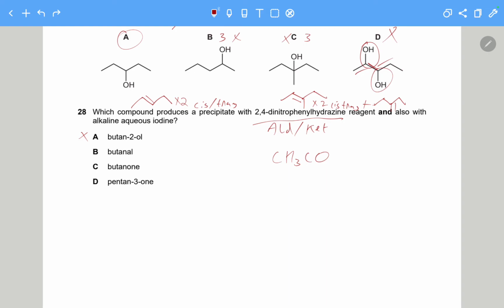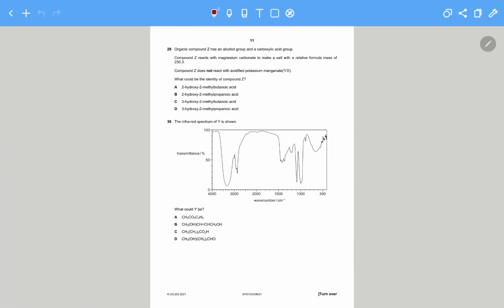Let's see if it's present in any of these. Butanal is CH3, CH2, CH2, CHO, so CH3CO is not present. Butanone is CH3CO, CH2, CH3, so this is a feasible one. And then CH3, CH2, CO, CH2, CH3. Again, this cannot be it because it does not have a CH3CO group. It will not react with alkaline aqueous iodine. So C is the correct answer.